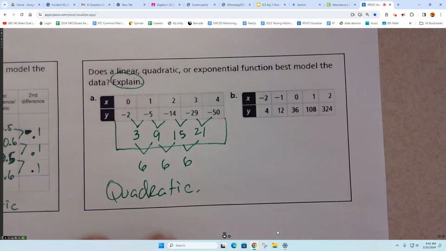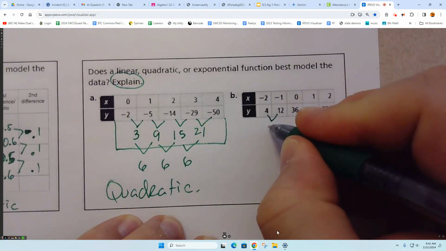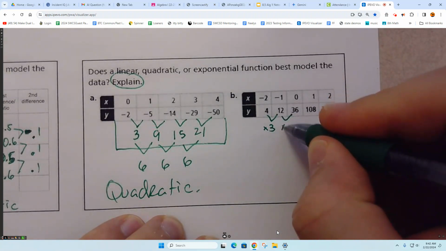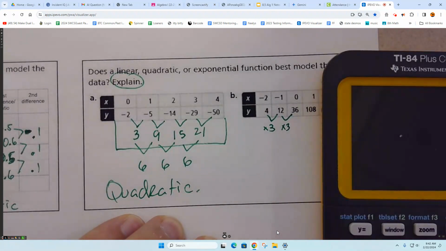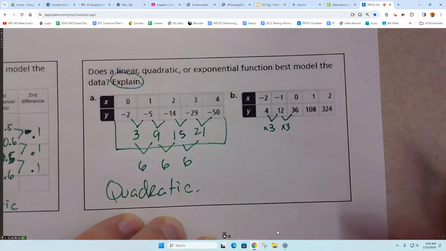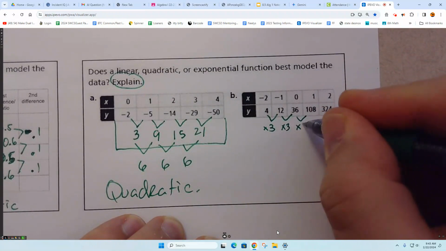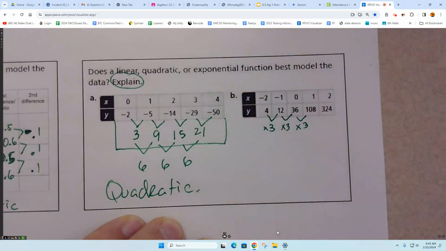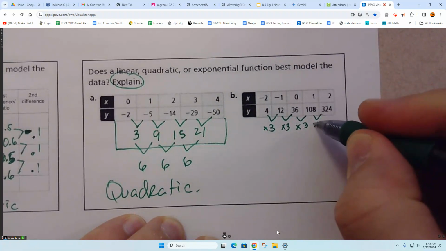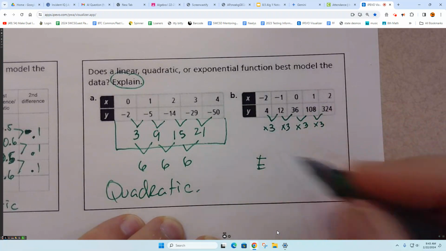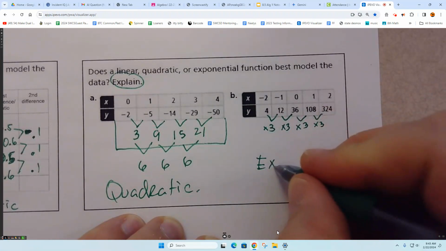Times by 3. So here's my explanation. I show that that's being times by 3. I can do that in my head. I don't know about you, but I don't know what 36 times 3 is. But I get 108. So that tells me that that's that. And then if I times that by 3, I get... So there's my explanation. That's all I have to do to explain it.